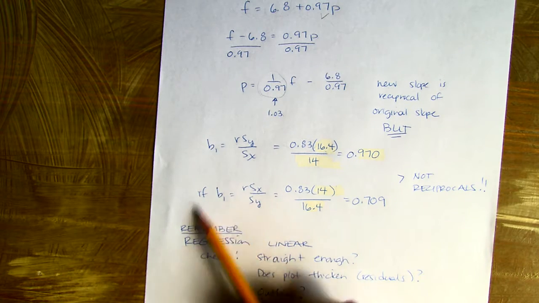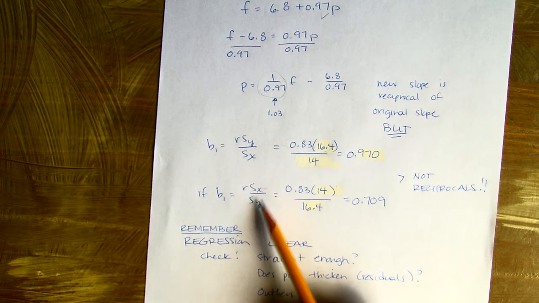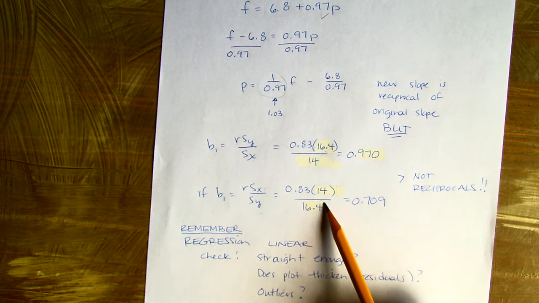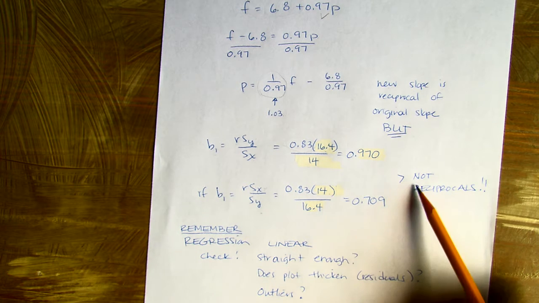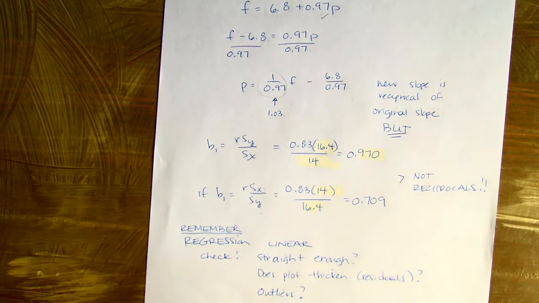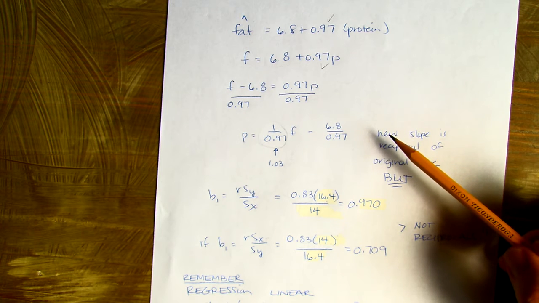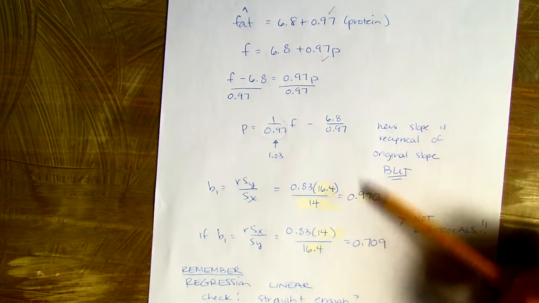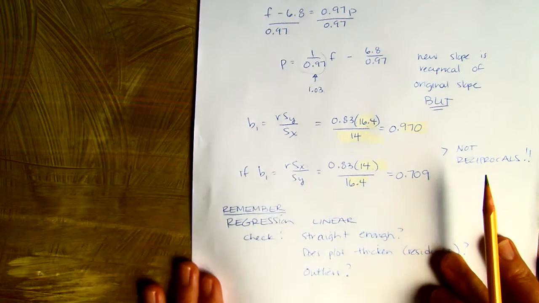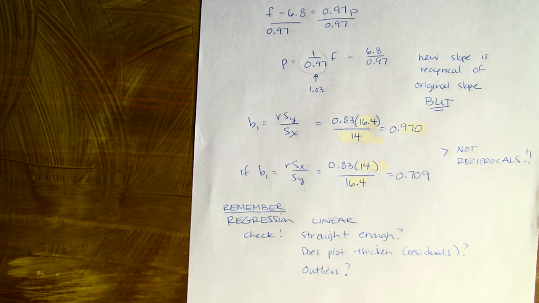Right? Now, what if I invert that and I say, look, okay, now I want to try to predict protein from fat. So now I do R times the standard deviation in protein divided by the standard deviation in fat, and I get 0.709. They are not reciprocals. We saw up here that the reciprocal of 0.97 is 1.03. So mathematically we sometimes do this, but it's not really okay. There's an entirely different model with a different slope if we're trying to predict protein from fat. The curious thing is the R doesn't change. The correlation between those two variables is the same, but it's this tricky business about the standard deviations.